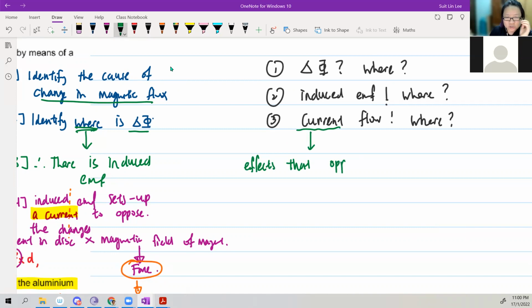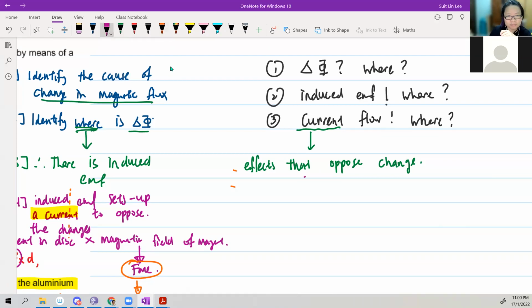Effects that oppose change. This one is a bit philosophical, a bit strange, right? What are the effects? In this case, the effect is a torque to slow down, like a braking force, or to make the disc start moving. So when the disc moves, the relative motion will change. But anyway, effects that oppose the change.